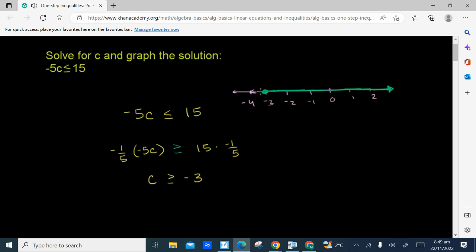So this is our solution, and this is it. This is that solution graphed. I want to do that in that other green color. Here you go. That's what it looks like.